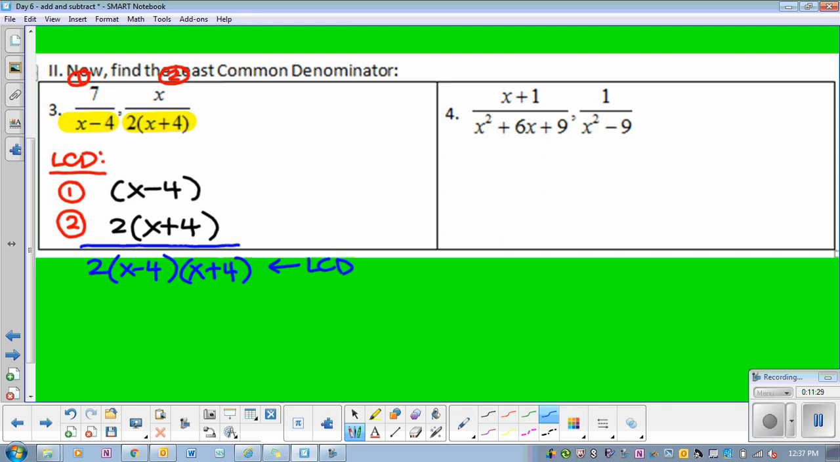Alright, so let's look at number 4. So if I look at the denominators in number 4, can I factor this? Yes. Well then let's factor it. Very good. You have to. It's x plus 3 and x plus 3. We've got the 9. And then look at the next one. X minus.